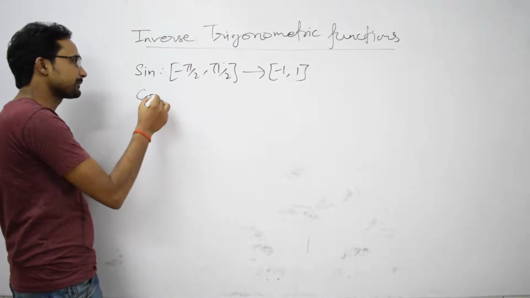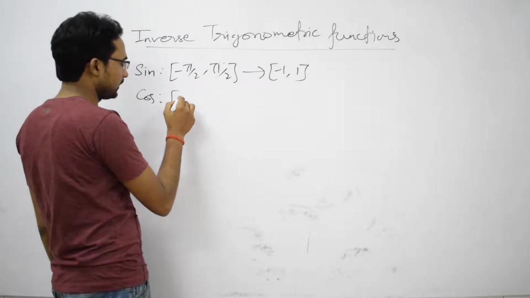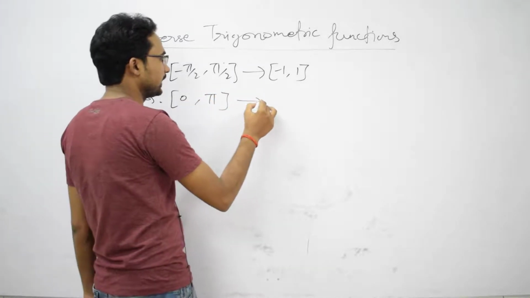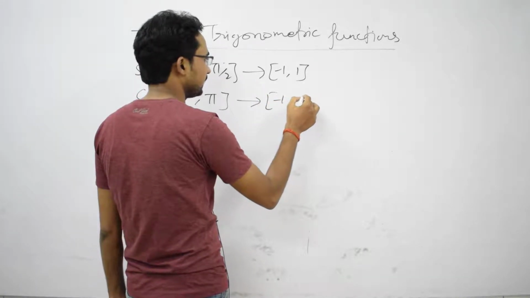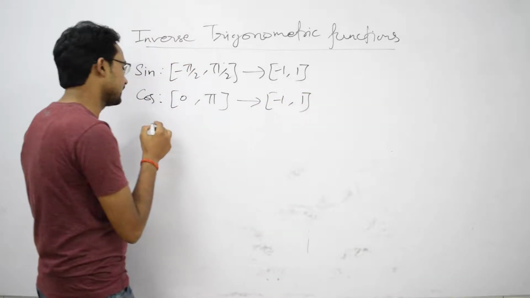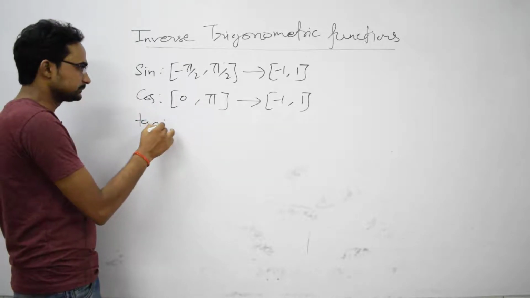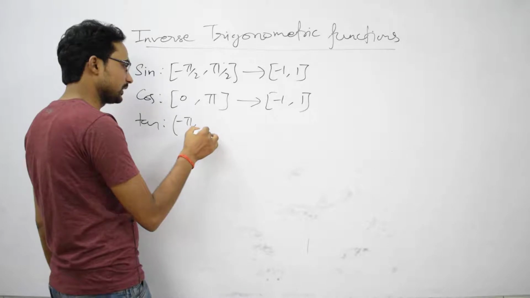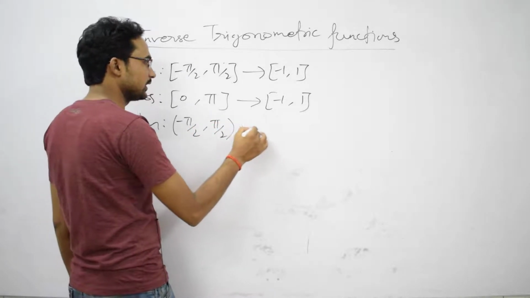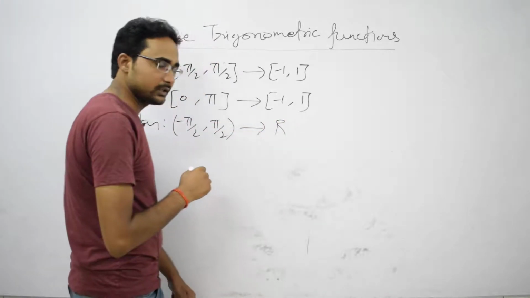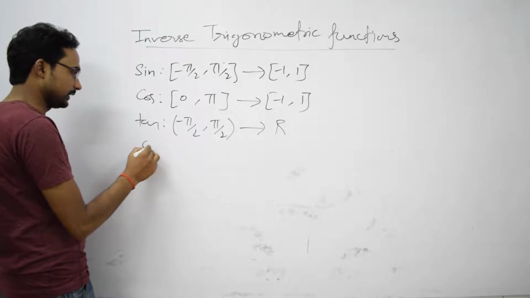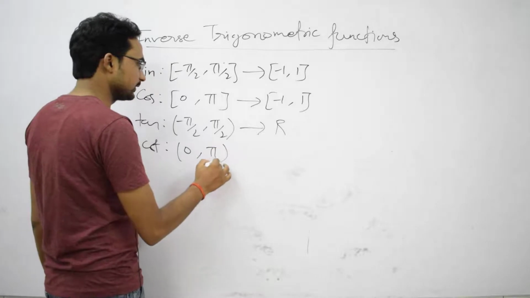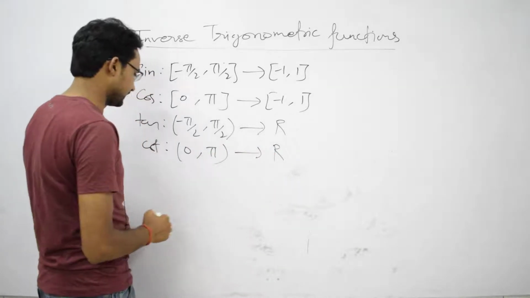So, cos is invertible in the interval 0 to pi, and the values will be minus 1 to 1. And tan is invertible in the interval minus pi by 2 to plus pi by 2, and the values will be real numbers. Okay. And cot is invertible in 0 to pi, and the values will be real numbers.